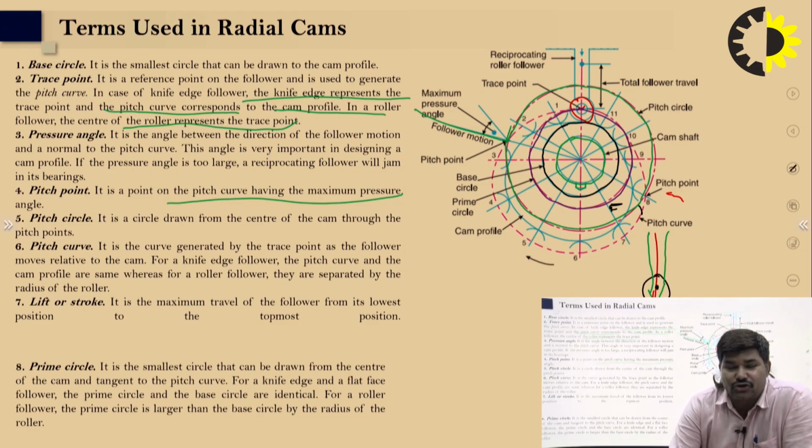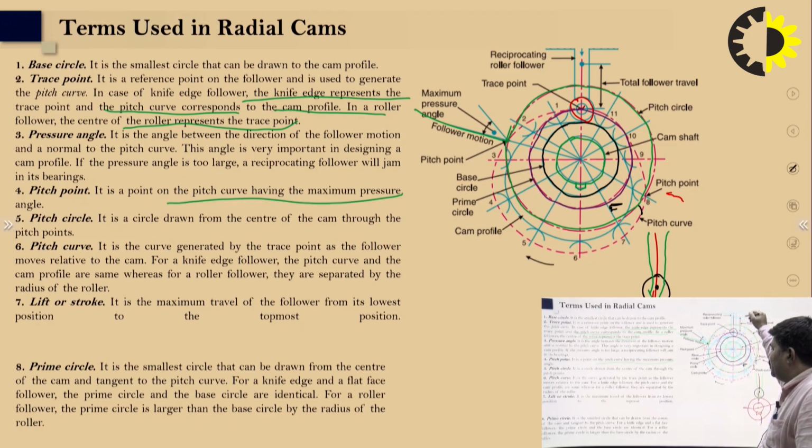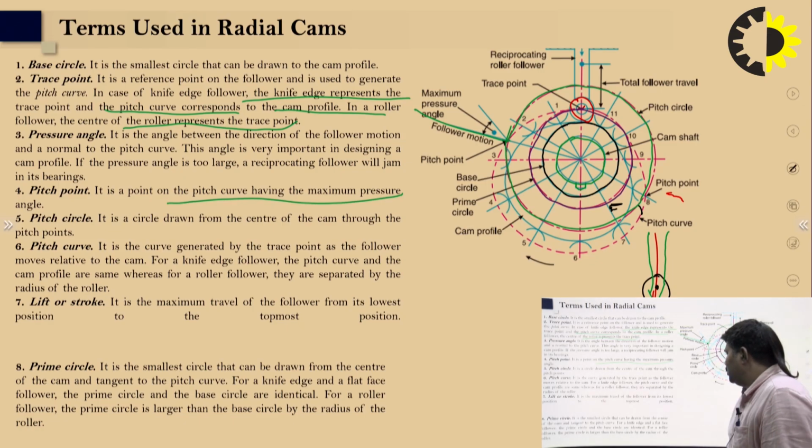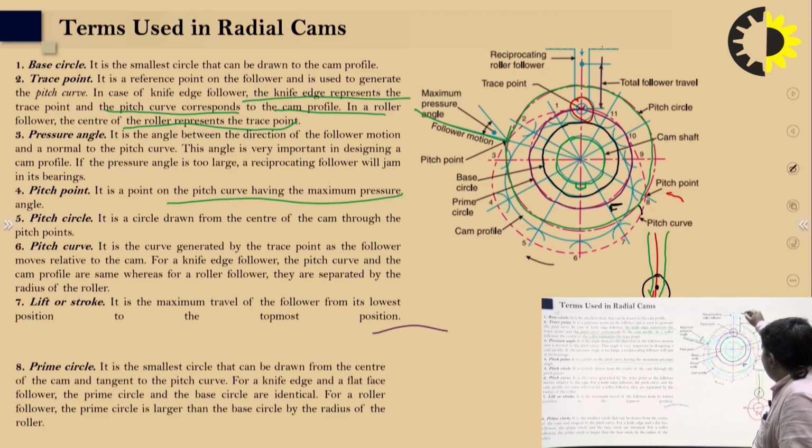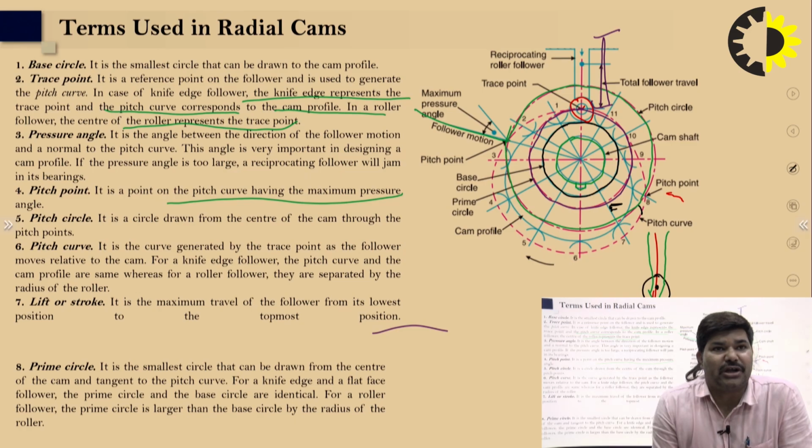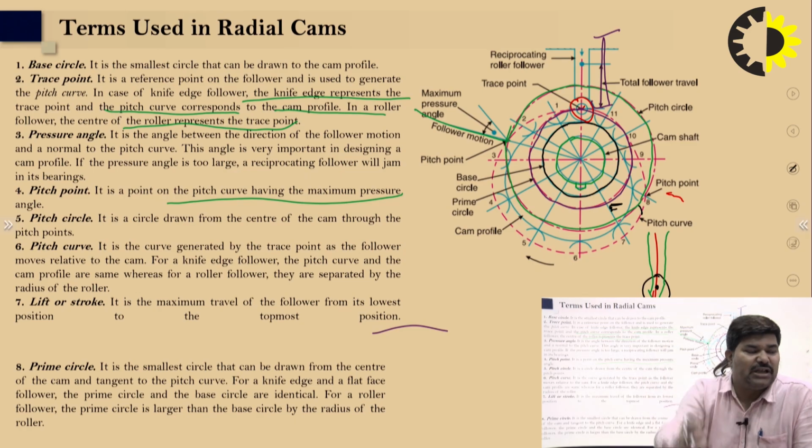So the lift or stroke is there. The lift or stroke is the maximum travel of the follower from the lowest position to the topmost position. So the follower moves like this, and we can say that the total length will be covered. So this is the travel of the reciprocating follower, which is the lift or stroke.